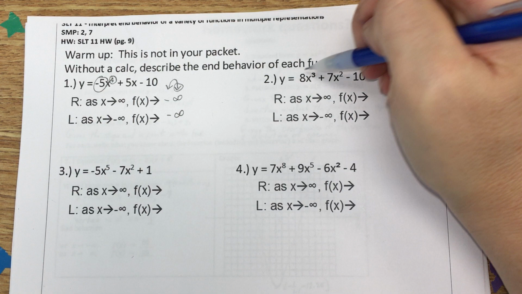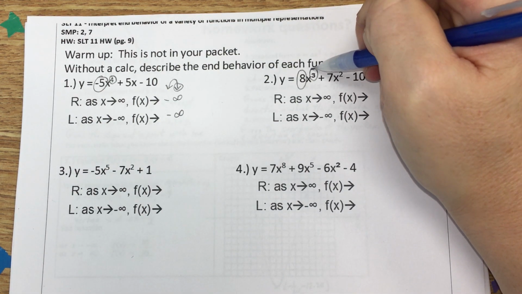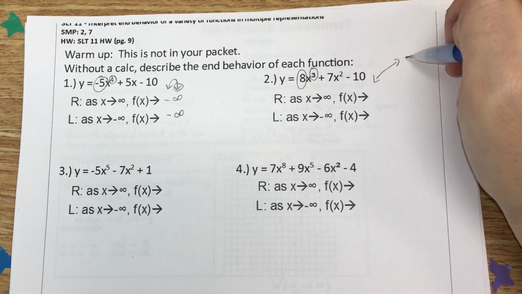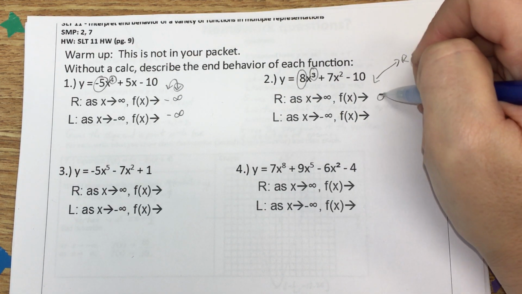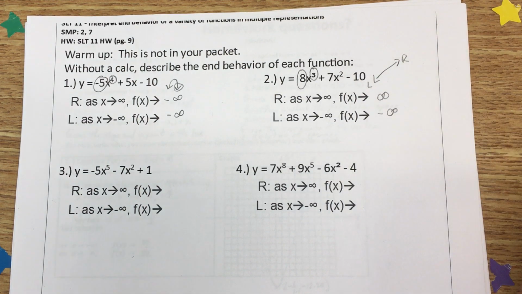Now number 2 has a positive leading coefficient and an odd degree. So I think about a line that's going up. And on the right side, it goes to positive infinity. And on the left side, it goes to negative infinity.